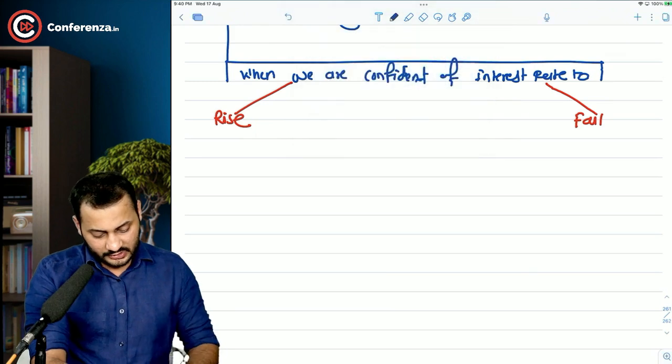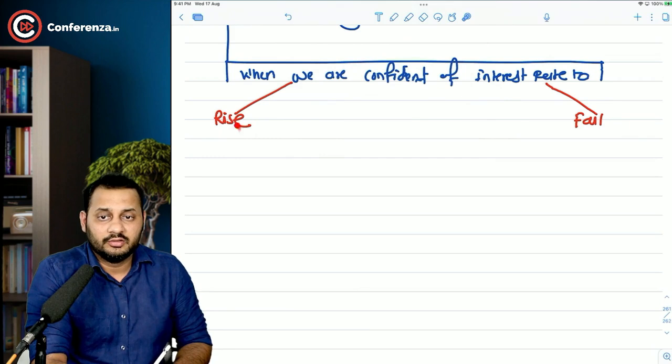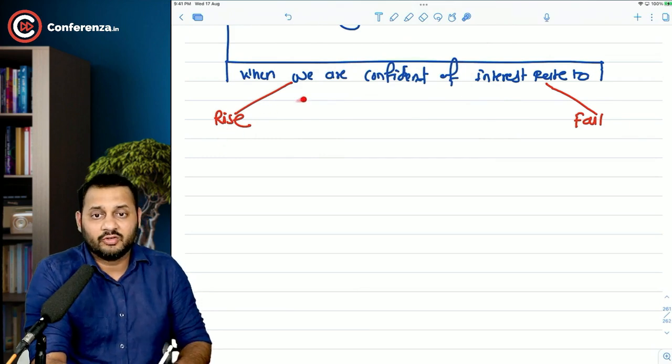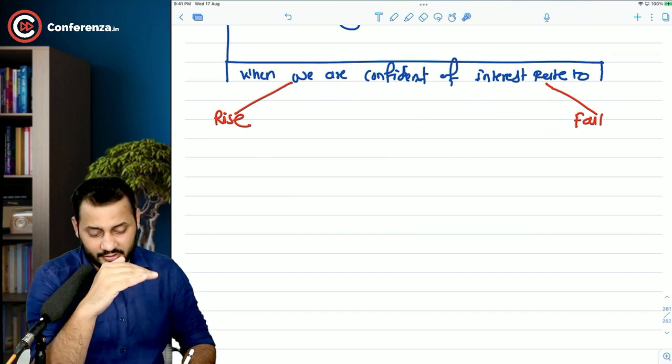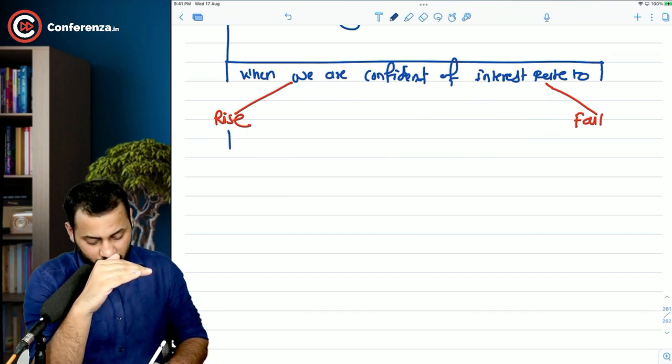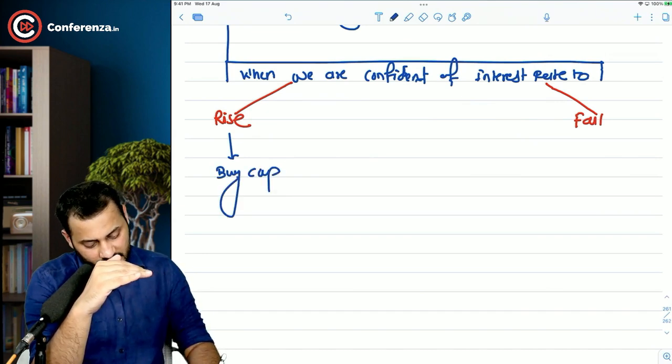Why? See, if we are going to borrow, we have this risk. If we are confident that the interest rates are going to rise in the market, it's better to put a limit. So the option that you will buy here is buy cap. And in this case, what will happen? The option that you will sell is sell floor.